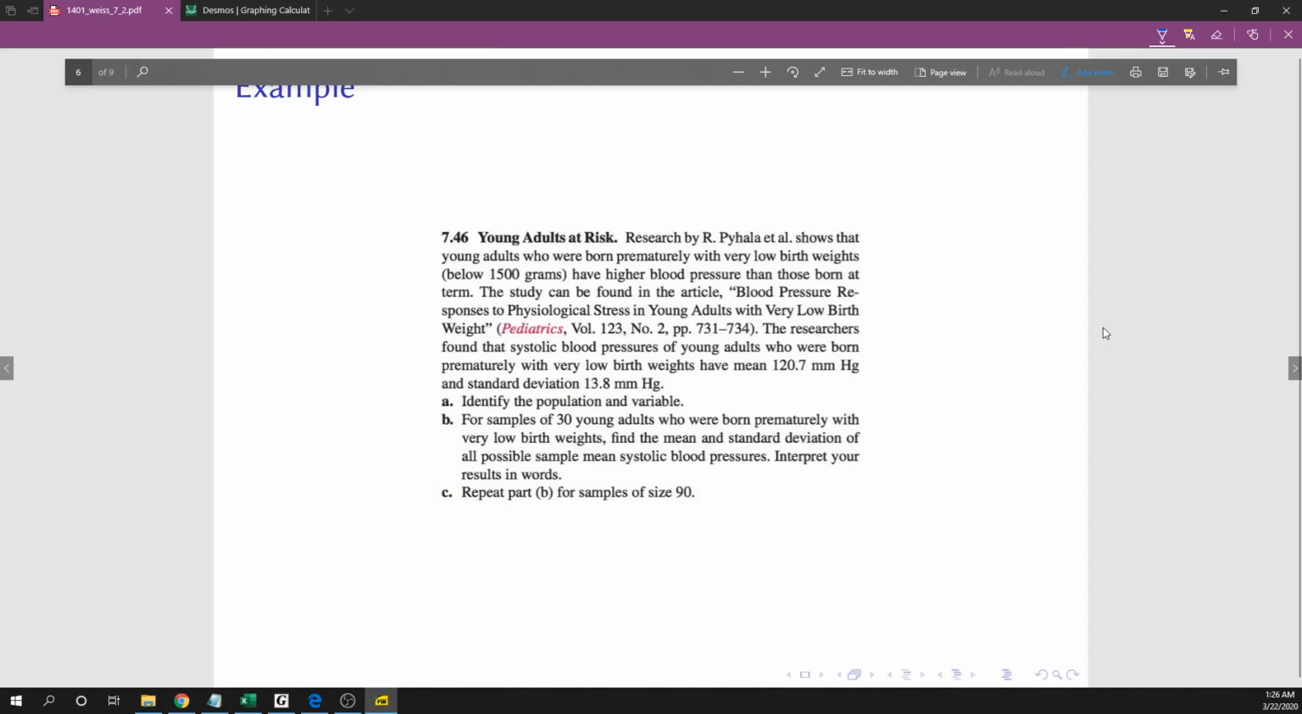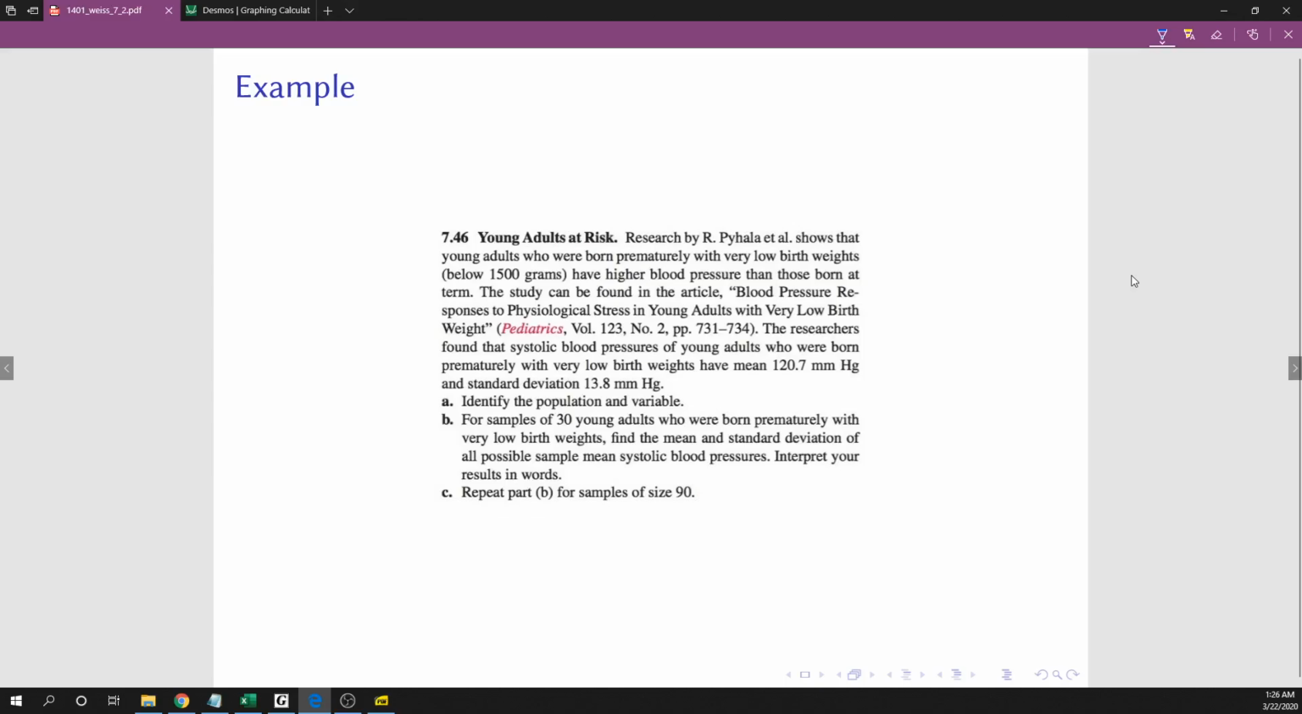Research shows that young adults who are born prematurely with very low birth weights, below 1,500 grams, have higher blood pressure than those born at term. The study can be found in the article Blood Pressure Responses to Physiological Stress in Young Adults with Very Low Birth Weight. The researchers found that the systolic blood pressures of young adults who were born prematurely with very low birth weights have mean 120.7 millimeters of mercury and standard deviation 13.8 millimeters of mercury.